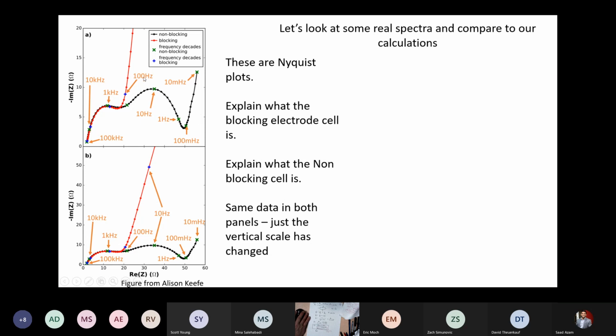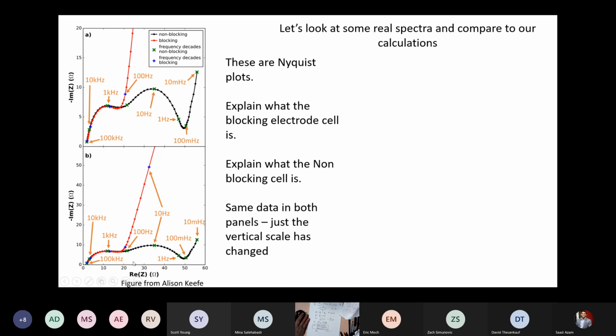I'll talk about that in a minute. The other thing is, you'll see the lower panel has exactly the same data as the upper panel. It looks different, and that's because the vertical scale is different. In the lower panel, the scale for the vertical axis and the horizontal axis are the same. It's about 10 ohms for every, whatever, centimeter and a half or something on my screen.